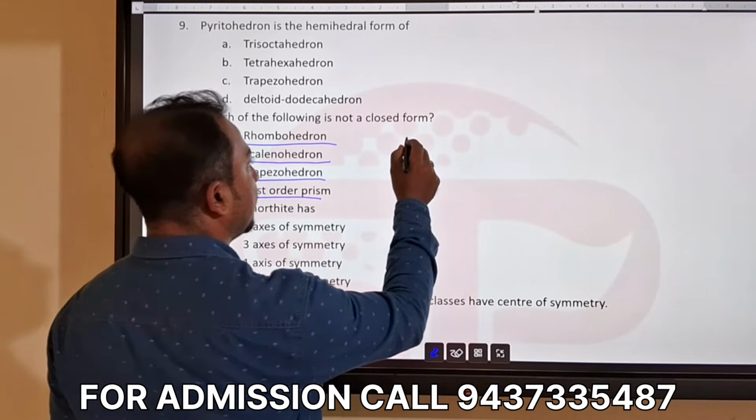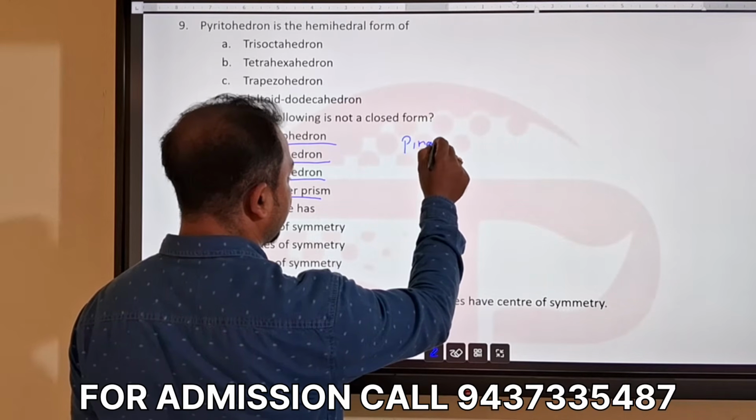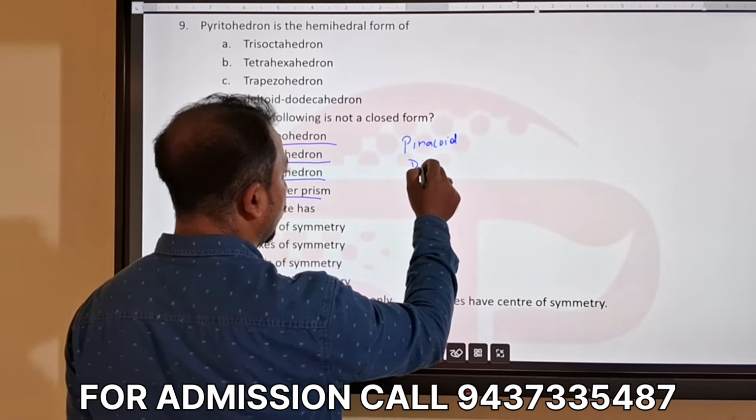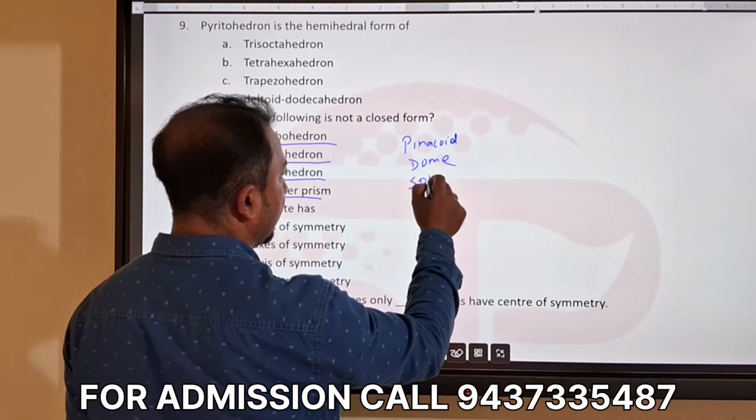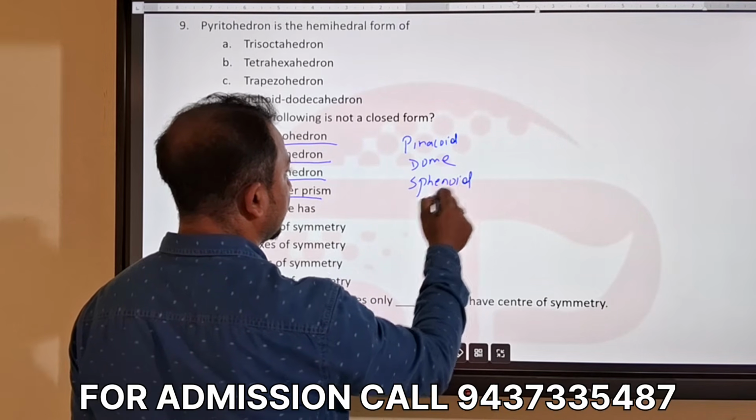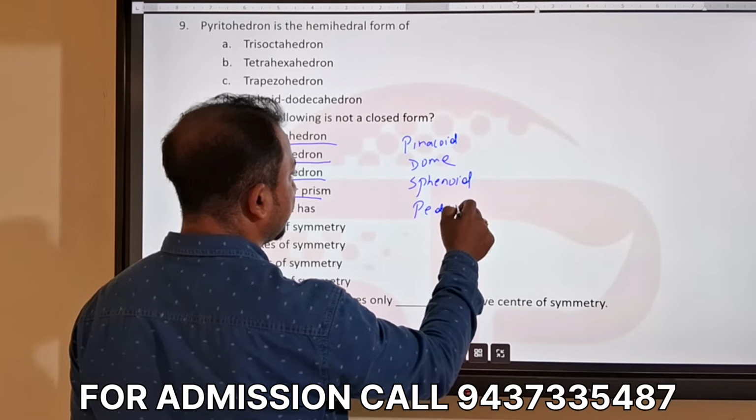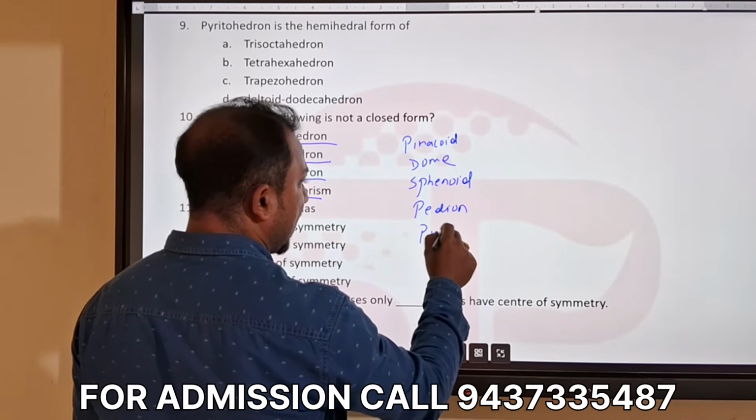Like prism, we have pinacoid, dome, sphenoid, pedion. Okay, only pyramid you can take.